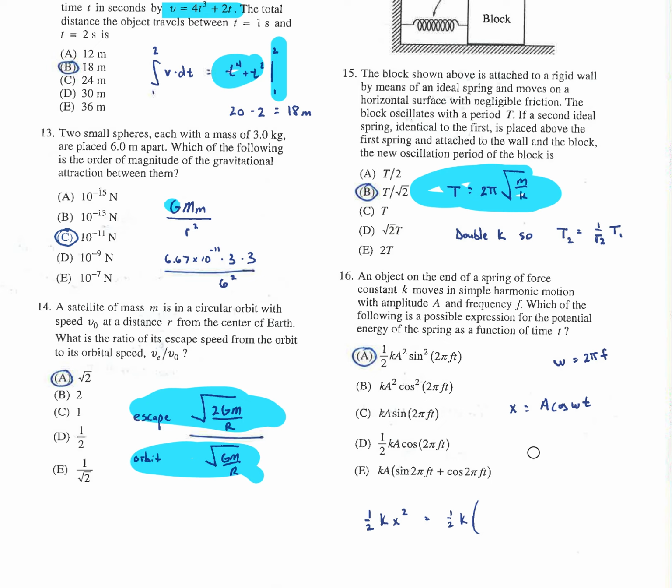This is still simple harmonic motion, and we want to find which of the following is a possible expression for the potential energy as a function of time. Okay, so we know potential energy for a spring is 1/2 kx squared. So 1/2 k and then x. Well, x is this guy. We usually use cosine, but it doesn't matter. You can use sine. We usually use omega t, but again, we know omega is 2 pi f. So this is our answer. 1/2 k x squared. If you square x, you're going to get an A squared, and you're going to get a trig function squared.